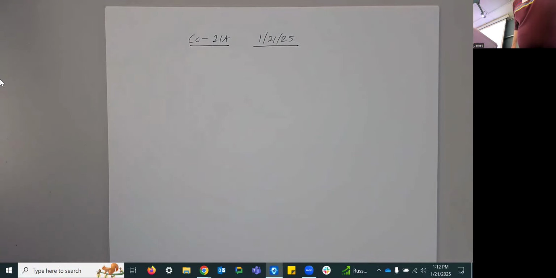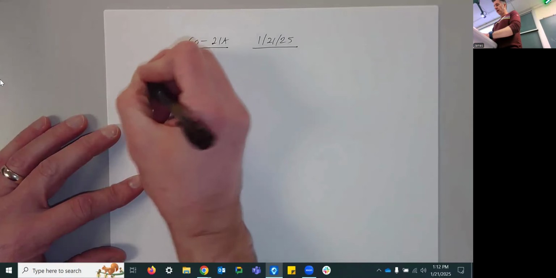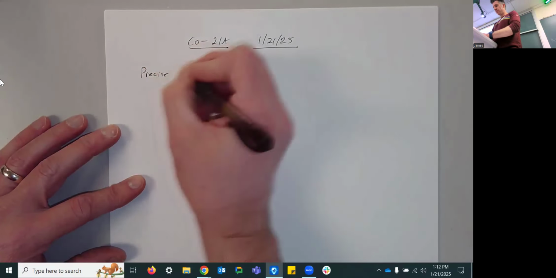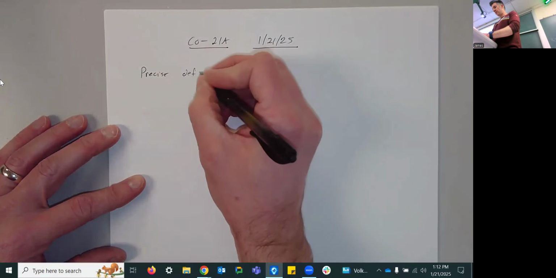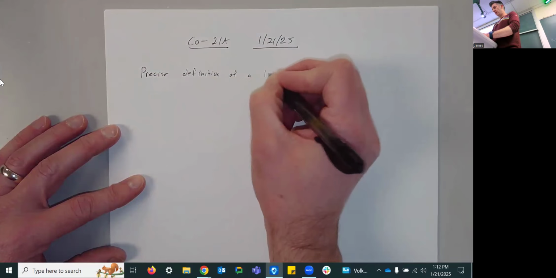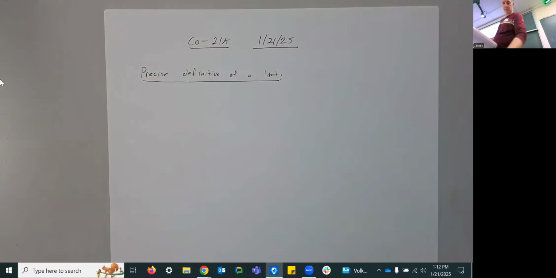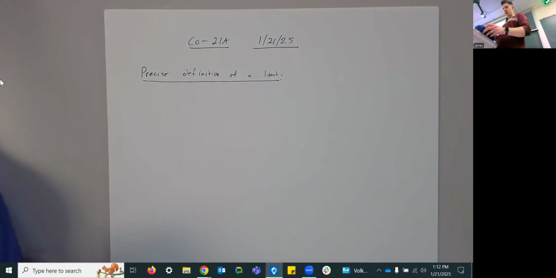So, what to talk about today? I think we should probably talk about the precise definition of a limit, also known as the delta-epsilon proof. Let's do that. Precise definition of... I'm going to want more colors here. Cool. Good thing I have more colors.